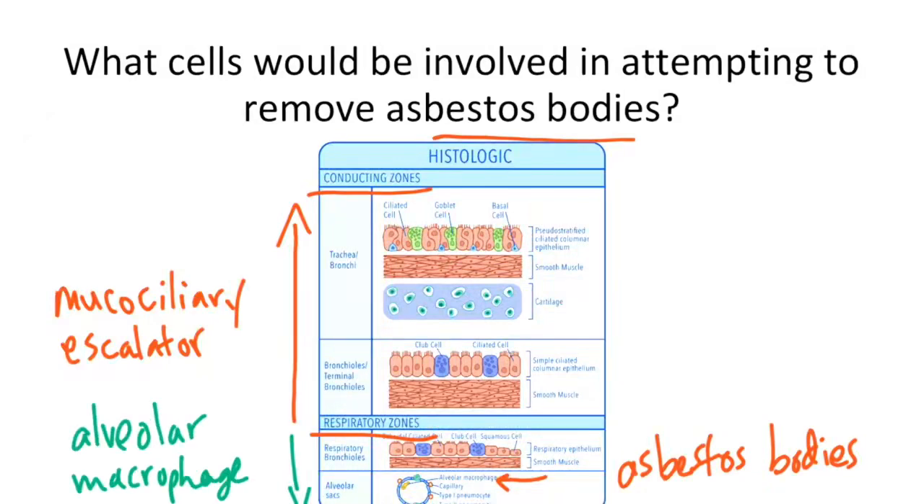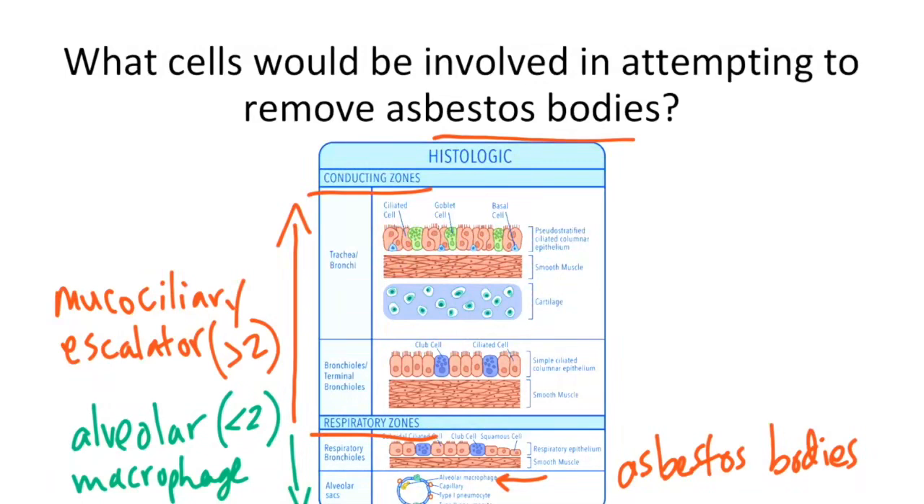It's important to know that anything smaller than 2 micrometers can get past the mucociliary escalator. Anything larger than 2 micrometers gets deposited in the conducting zone, and the mucociliary escalator can clear the debris. So in summary, alveolar macrophages would be involved in attempting to remove asbestos bodies.